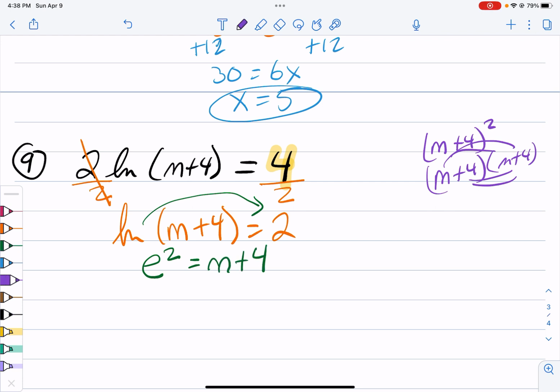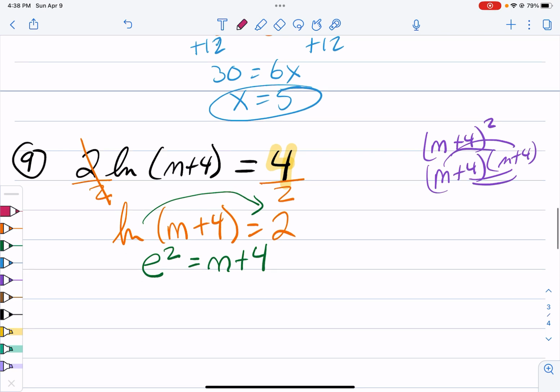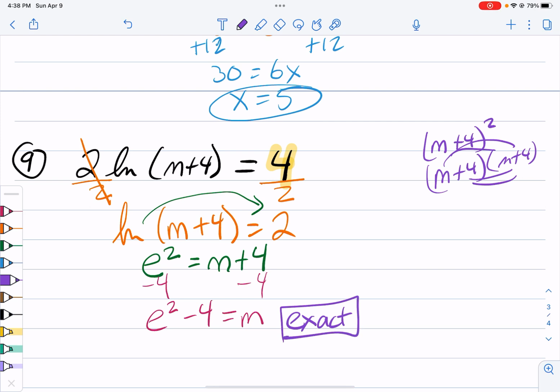Now these problems are a little bit different because e is irrational, so it's not a nice easy number. There are 2 different ways to get an answer. Well, one of them's exact and one of them's a decimal. So first, I'm going to subtract 4 from both sides, and I'm going to get e to the second power minus 4 is what my m equals. This is what I would call the exact answer because it's in terms of e.